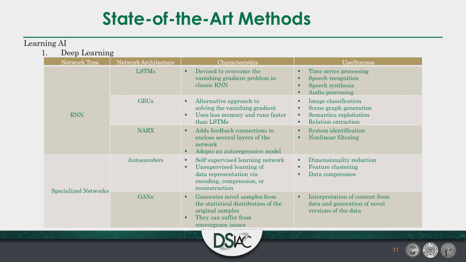The GANs are generative models, and they generate novel samples from the statistical distribution of the original samples, but they are known to suffer from convergence issues nonetheless. But they're very important in terms of interpretation of content from data and generation of novel versions of the data. So they become very useful in generating novel samples from limited samples of a particular domain of a particular problem. If there is a lack of samples, these generative models can be used for that purpose to enrich the data sample space.